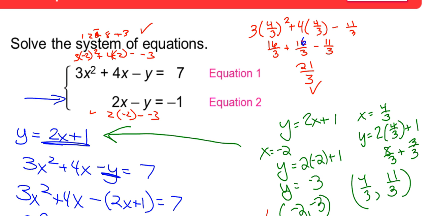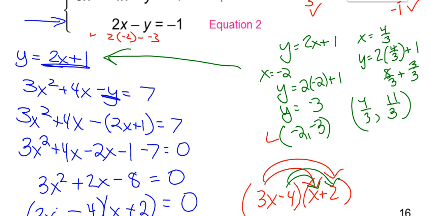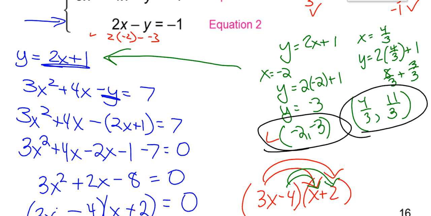And then the other one is 2 times 4/3 minus 11/3. And this is 8/3 minus 11/3, and that's negative 3/3, and that's negative 1. So it does check out. So both of those answers check. And so that was a little bit more of a mess than I expected, but we do get that to work out.